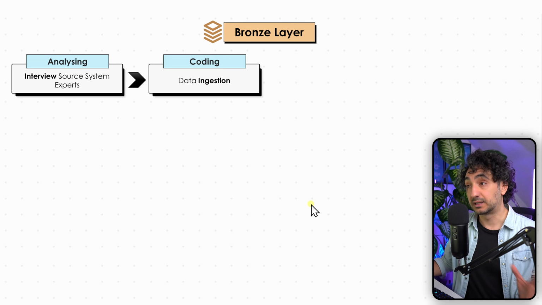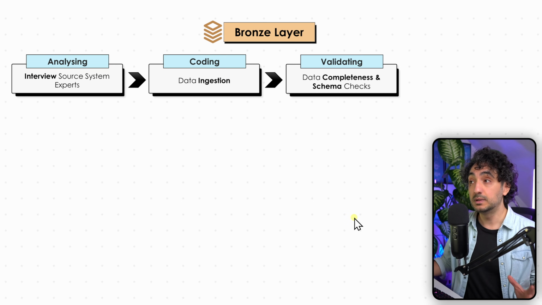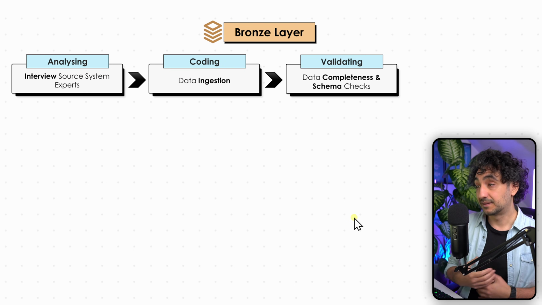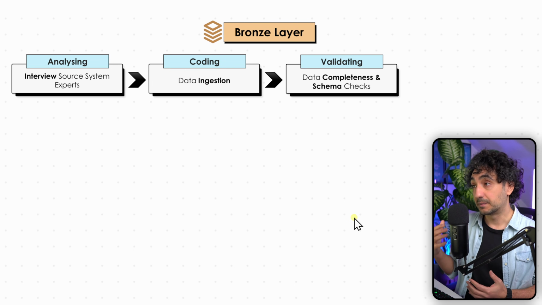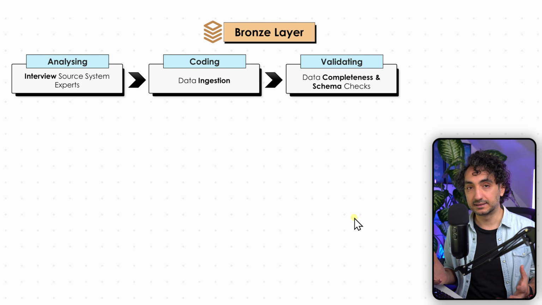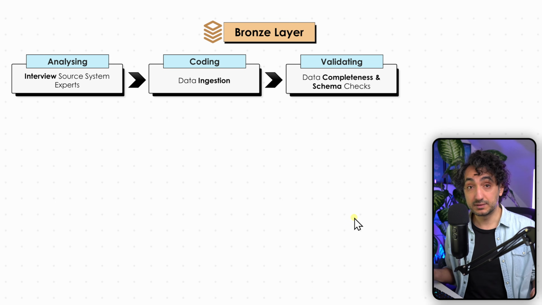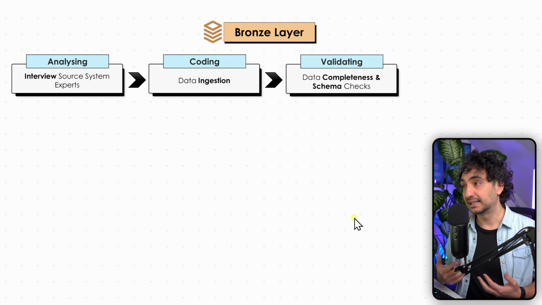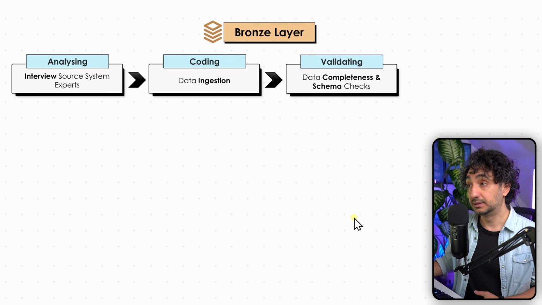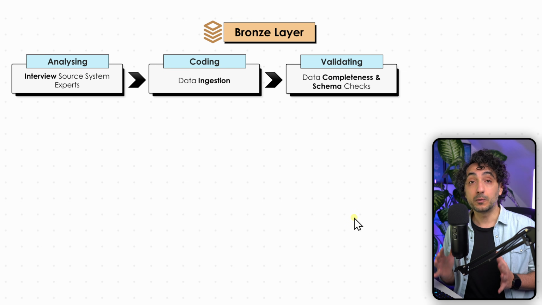Once we have the code ready, the next step is data validation. So here comes the quality control. It is very important in the bronze layer to check the data completeness. That means we have to compare the number of records between the source system and the bronze layer, just to make sure we are not losing any data in between. Another check that we will be doing is the schema checks, to make sure that the data is placed in the right position.